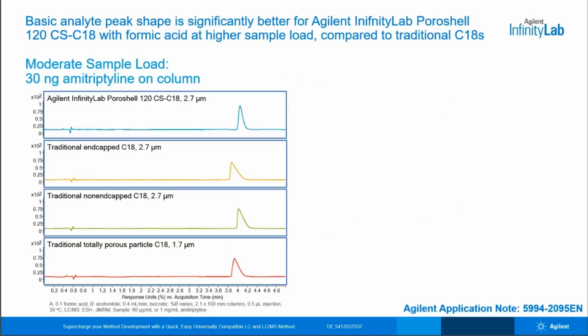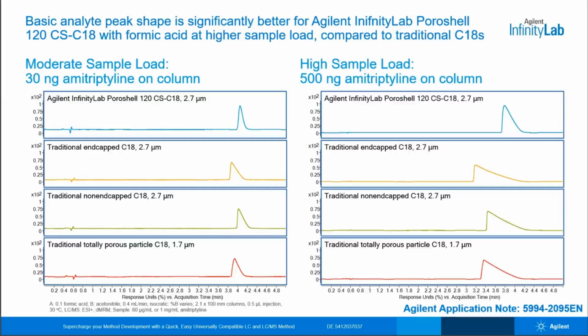Here you can see what the loading capacity data looks like chromatographically. These are the same 4 columns from the plot in the previous slide. At moderate sample load, you can see where the performance starts to differ for the charged surface C18. It has a narrow symmetrical peak, while the other 3 traditional C18s start to tail. And at high sample load, you can see the severe peak broadening that occurs with the traditional C18s. And while the CS-C18 does also tail when overloaded, it is not nearly to the same extent.